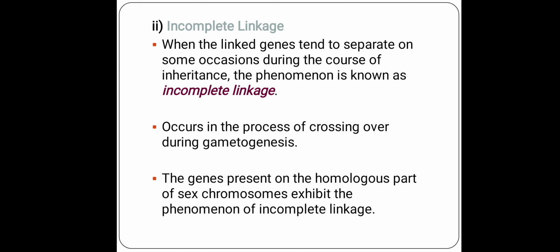Next is incomplete linkage, when the linked genes tend to separate on some occasions during the course of inheritance. So, this phenomenon is known as incomplete linkage. It occurs during the process of crossing over during gametogenesis. The genes present on the homologous part of sex chromosomes exhibit the phenomenon of incomplete linkage.